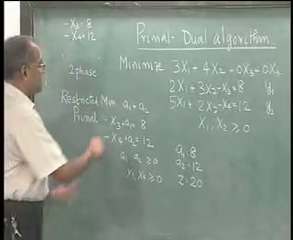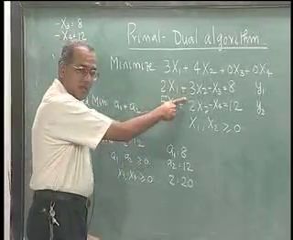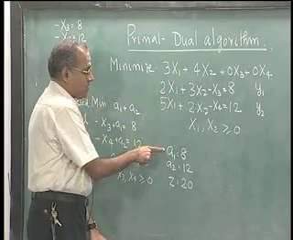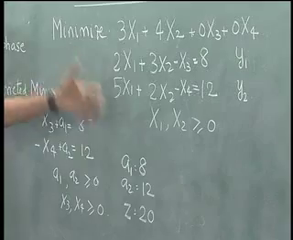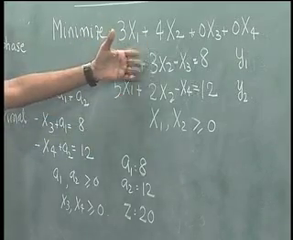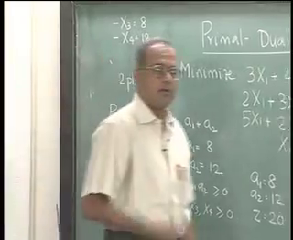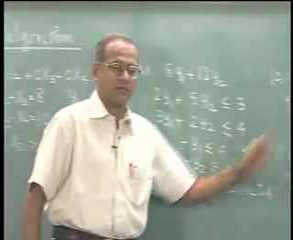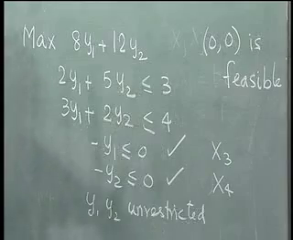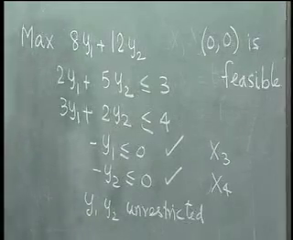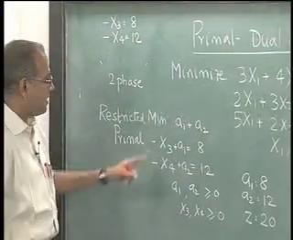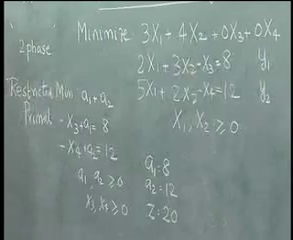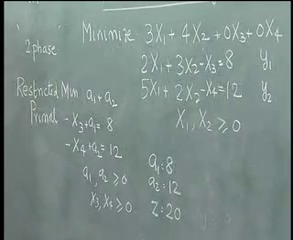Right now, the restricted primal is not feasible, because this gives a solution A1 equal to 8, A2 equal to 12, which is not feasible to this one. So, we need to get one more dual feasible solution. Now, in order to get one more dual feasible solution, what we do is we go back and try to find out the dual of the restricted primal and see what happens.